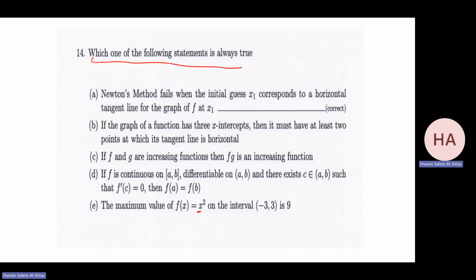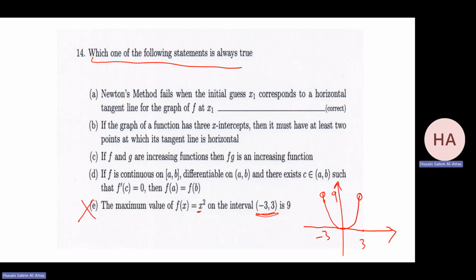The maximum value of x squared in this interval. Notice this interval is open. So if you graph the function, this is the function, this is the x-axis, y-axis. At 3, I have 9, but open. At -3, the same thing. So the function is not equal to 9, since the interval is open. So we don't have a maximum. No maximum in this case.